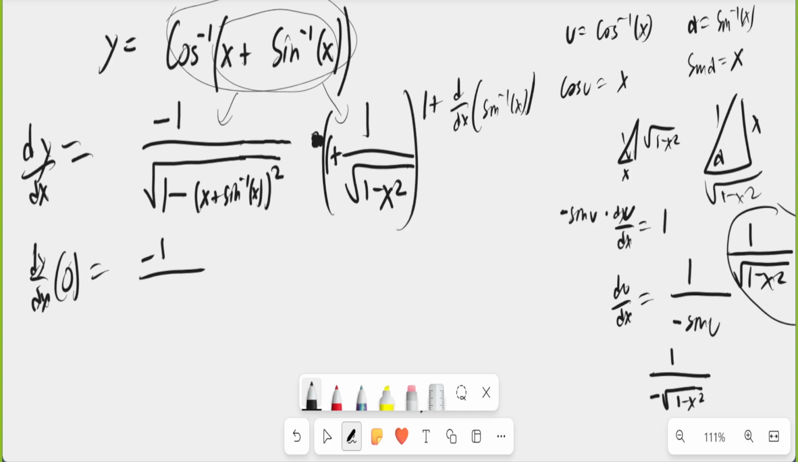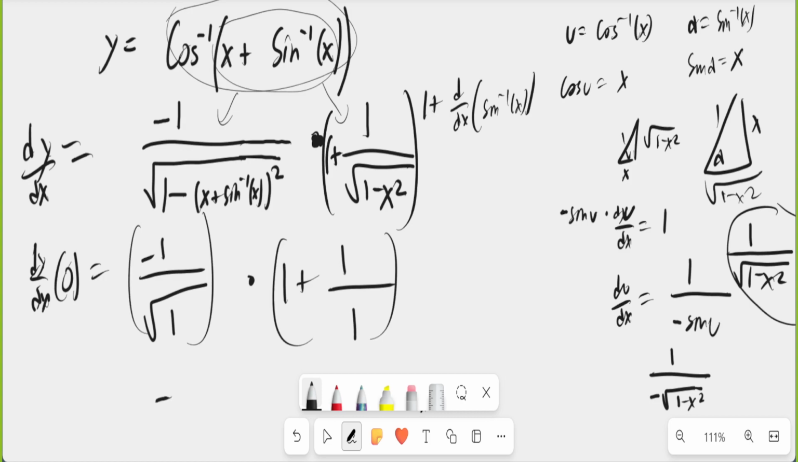If we plug in 0, that's negative 1 over the square root of, what's sine inverse of 0? What angle gives you sine of 0? 0, right? So 0 plus 0, so it's the square root of 1, times 1 plus 1 over 1 minus 0 squared, so that's also 1. So it's negative 1 times 1 plus 1, so negative 2.